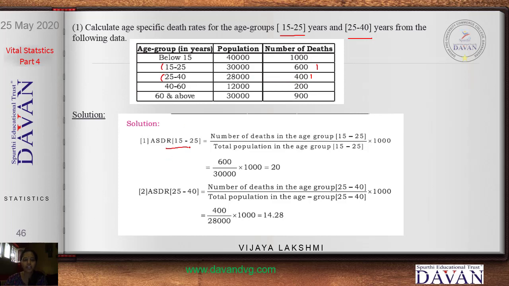So write the formula ASDR for the age group 15 to 25: number of deaths in the age group 15 to 25 divided by the total population in the age group 15 to 25 into 1000. So what is the death we have? It is 600 divided by 30,000 into 1000. On simplification you get the value 20. Similarly, only for the age group 25 to 40 you have to calculate the ASDR. So it is 400 divided by 28,000 into 1000. On simplification we get 14.28 as the value.